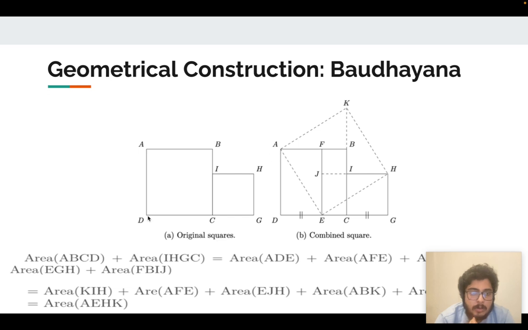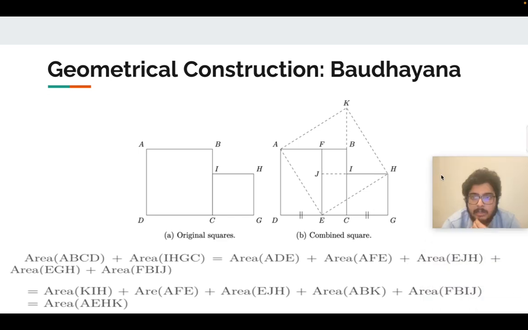So now, after you have completed the construction, what you see is that the area of ABCD, which is this square, plus the area of IHGC. This is what you have to calculate, right? ABCD plus IHGC is equal to the area of ADE, this triangle, plus AFE, this triangle, plus IJE plus HEG, or also as ADE plus AFE plus EGH plus EJH plus this square, that is IBFJ. This is exactly what I had written here, right?